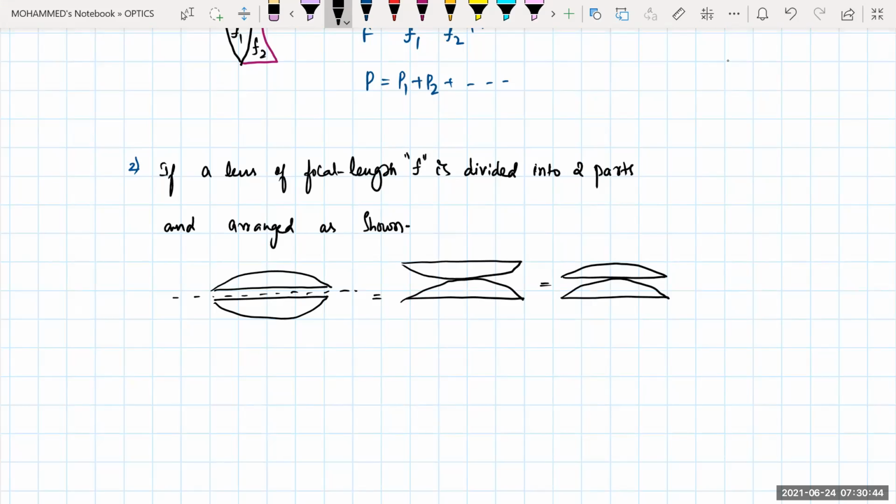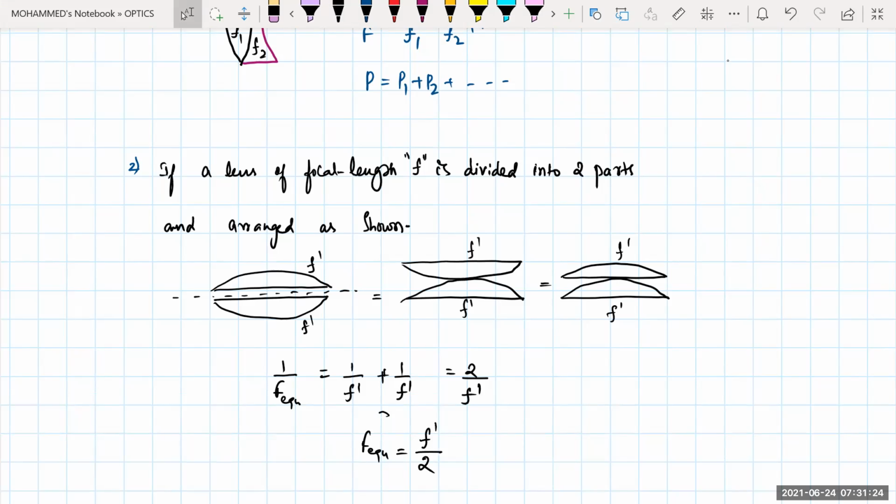So the focal length of this one will become f dash. This one is also f dash. In all the three cases, whenever you cut them and keep them like this, the effective focal length will become how much? 1 by f dash equivalent will be equal to 1 by f dash plus 1 by f dash, which means 2 times 1 by f dash. So f equivalent will become how much, beta? f dash by 2. So what is f dash, beta?